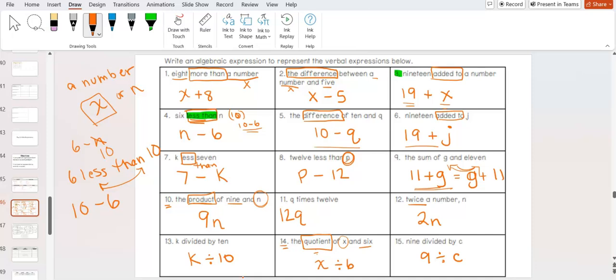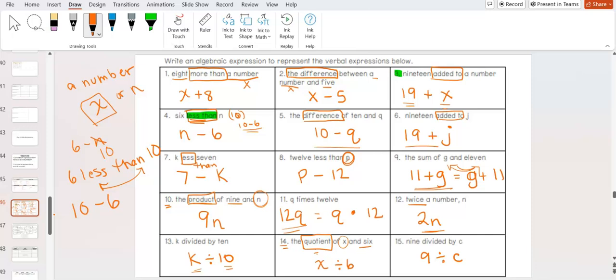For number 11, we're going to put the 12 in front because that's proper, 12q. If you wanted to do q and then a dot and a 12, that would also be proper and fine. Twice a number means 2 times a number. K divided by 10 means k is first and 10 is second. 10 is our divisor. The quotient of x and 6, we've got there. 9 divided by c means 9 first and then c second. Whew, okay, hopefully you guys got those. That's kind of how it is though, you're just translating, and a lot of these are going to be easy for you.